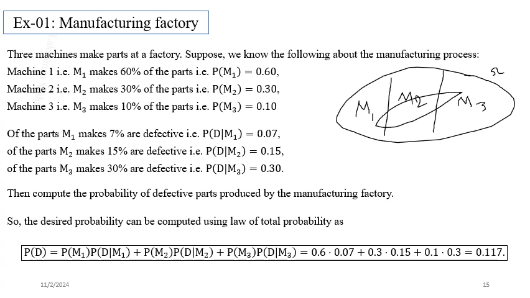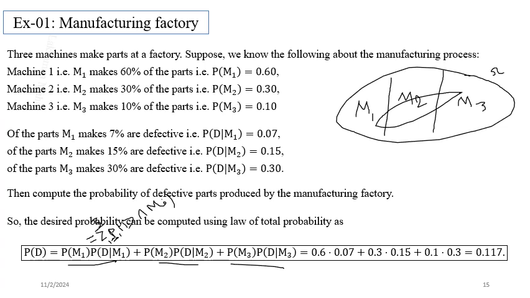So, here we have to apply the law of total probability. That means, we have to compute the probability of D intersection Mi, where i varies from 1 to 3, and we have to sum it up, from i equal to 1 to 3. So that's why we are having three components. This one is with respect to the first partition, this one with respect to the second partition, this one with respect to the third partition. And all the numbers are given here. And just sum it up.